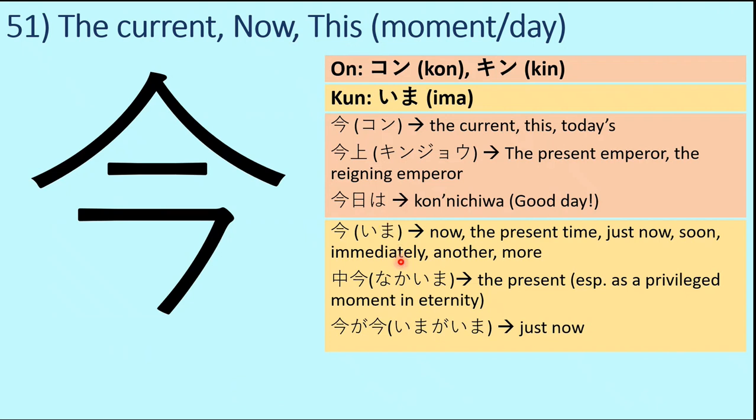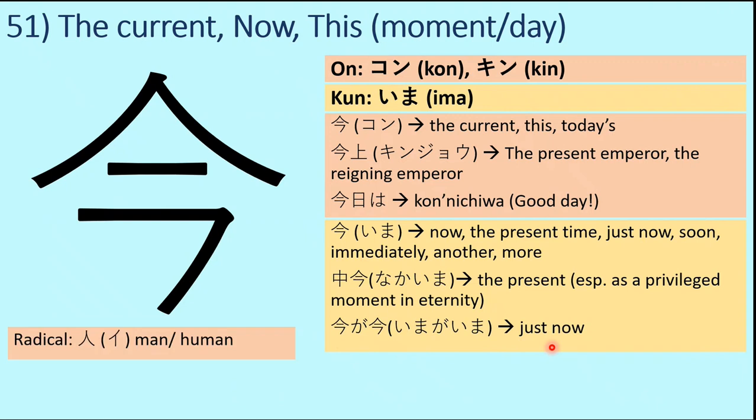And these are some applications or usage. So here in this one, you can recognize this character. This we had done in one of the previous lessons. This is naka, which means the center or inside something. And this is this. So this means nakaima, which means the present, which is used especially as a privileged moment in eternity. Then this is imagaima, which means just now.